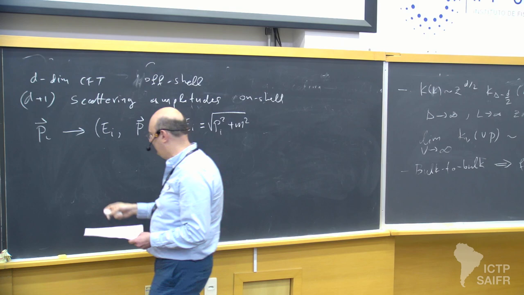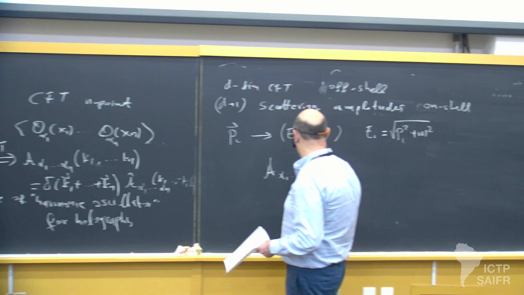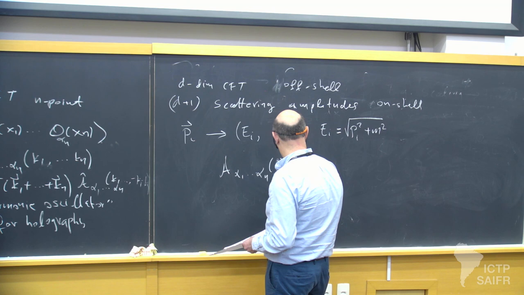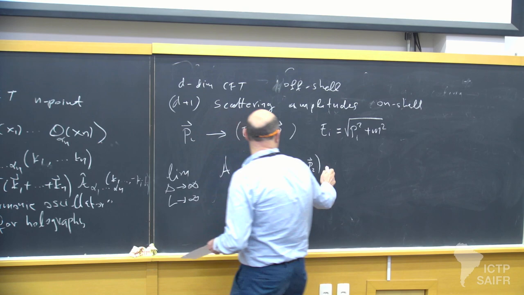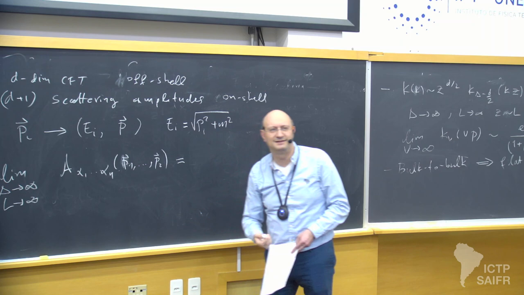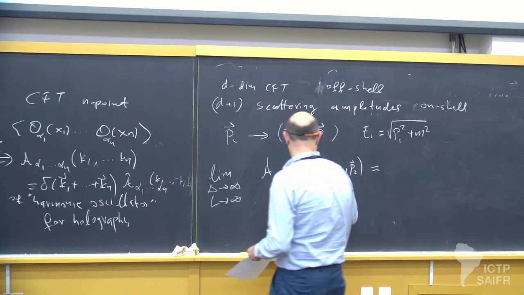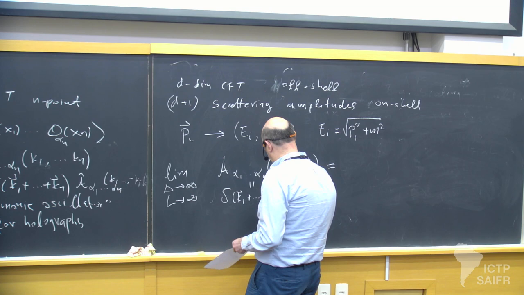So now we have the amplitudes. This guy here depends on the three-dimensional vectors, and as we take the limit to infinity, this should become scattering amplitudes. So this means we need four-dimensional energy momentum conservation. So of course, these guys, as I wrote here, they already have momentum conservation.